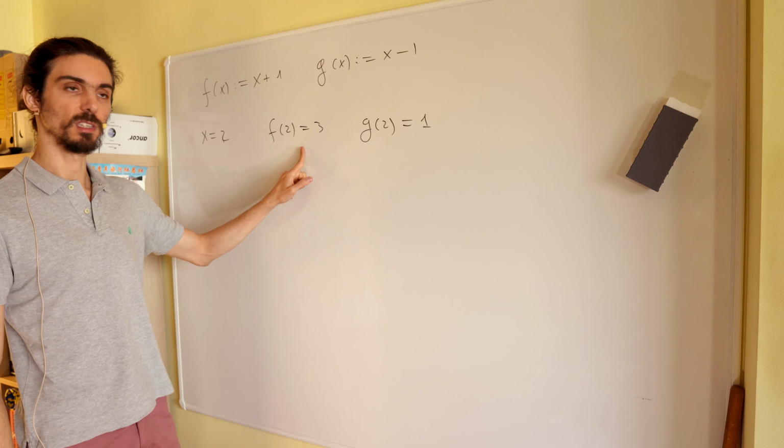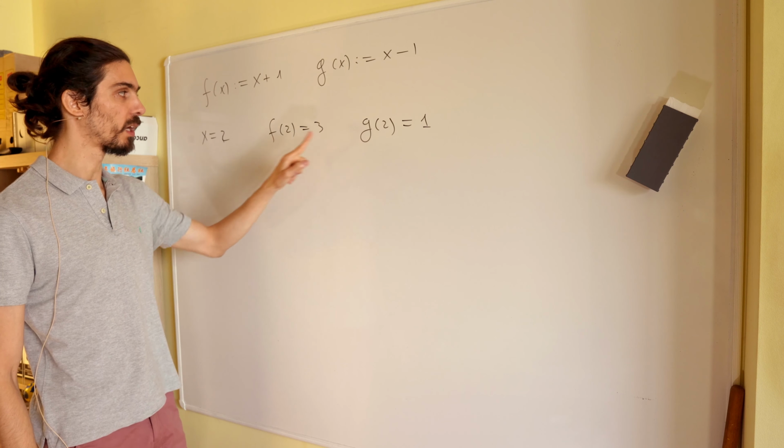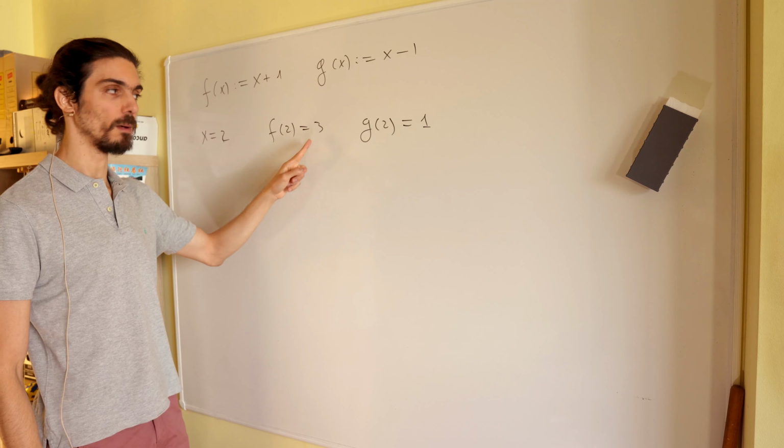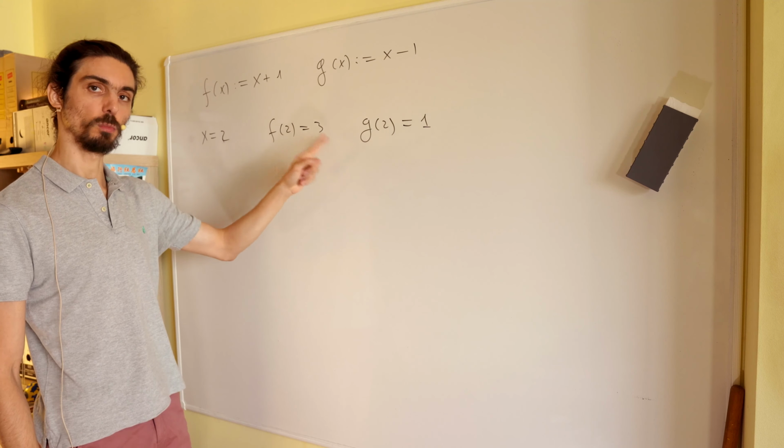From these two results, you can sum them, multiply them, divide them, and subtract them. These are the familiar operations. So, for example, the summation of these two numbers is a familiar operation because it's just a summation of two numbers that you saw in elementary school. In this case, it gives 4. If you divide f of 2 by g of 2, you get 3, because 3 divided by 1 is 3.